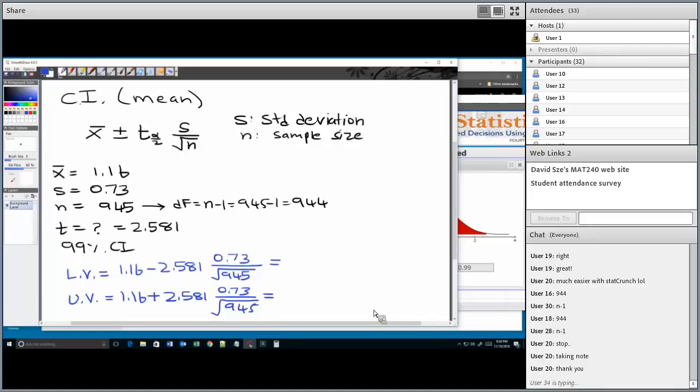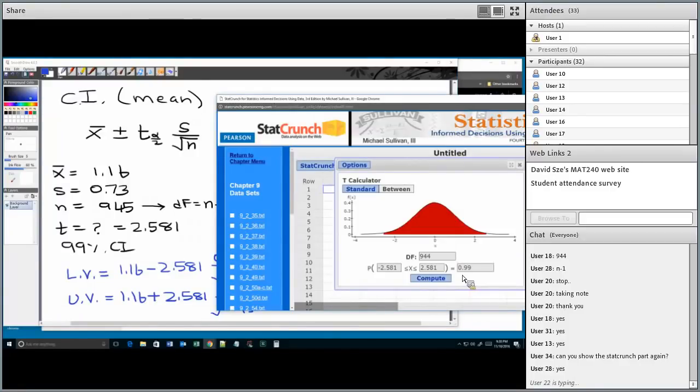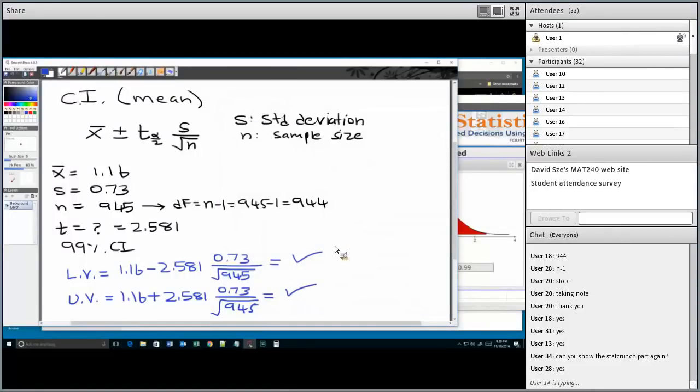Now, do you all agree? I will let you do the calculation, but do you all agree I can find this and I can find this? I mean, I have everything I need. This is just arithmetic now. So I'm sure you can do these calculations. So here's the StatCrunch part. I wanted 99%. I typed 99 here, 0.99, degrees of freedom 944, hit compute, and I get 2.581. So you all agree with me that I can find these values. This is just arithmetic now.